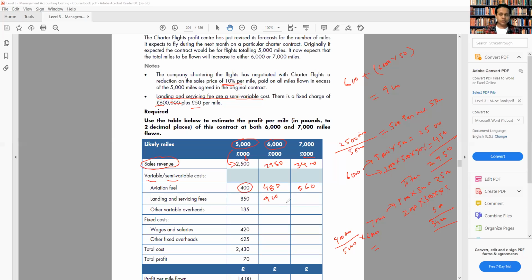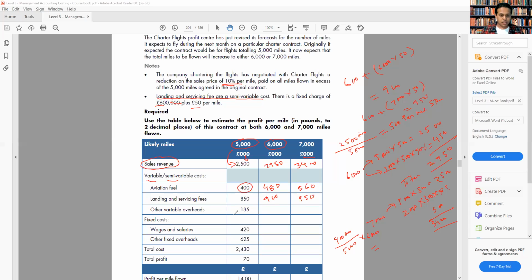And the last one, how much will be the last one? Same thing, 600 plus 7,000 times 50. And that will give you 950. So we said 950. All right. So in this type of question, sometimes you have to calculate with the high-low method. If the question says no more information, you have to use the high-low method for that.